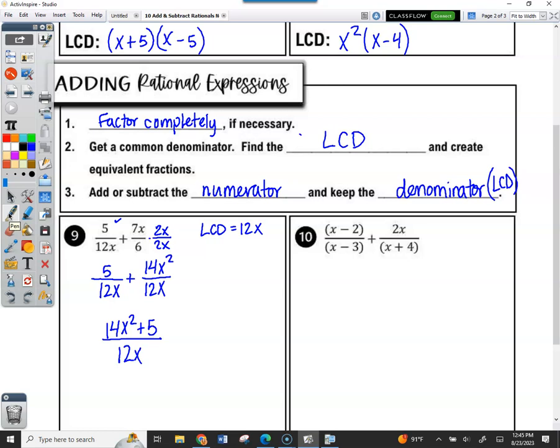All right, let's look at 10. We're adding, it's already in completely factored form. What's the LCD? x plus 3, x plus 4.